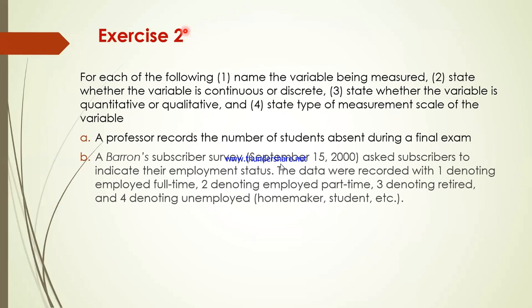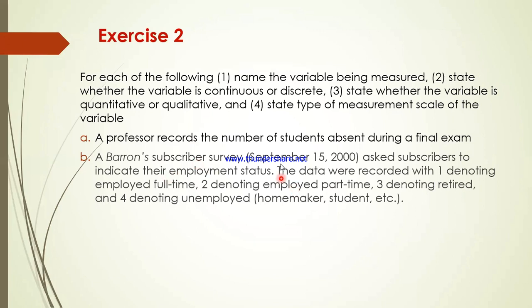Employment status, yes, that's fine. The variable is the employment status of whose? That also it is better to write, right? The employment status of Baron subscribers. So this is a particular magazine or some document, the Baron subscriber survey. So here the employment status of Baron subscribers is the variable.